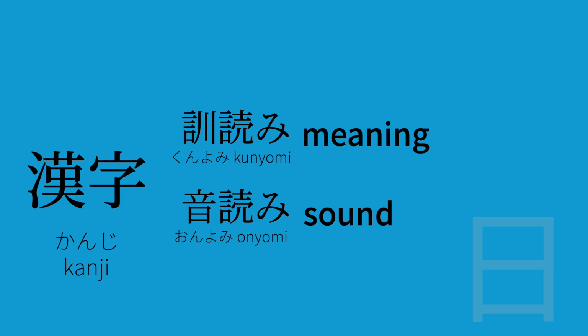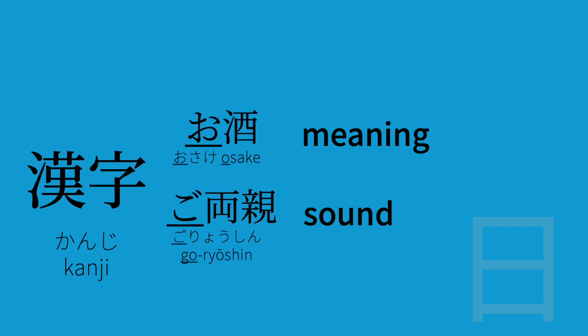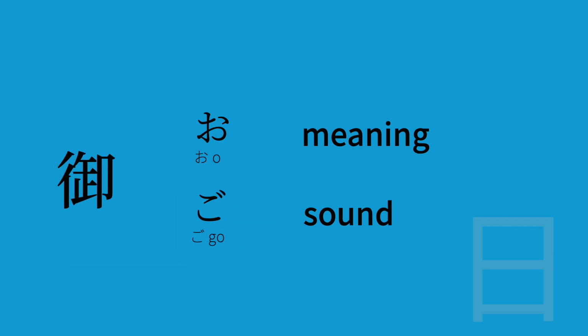These two types of readings can be observed when using the honorific prefix in Japanese. When you want to show respect to the person you are speaking to, you can add the prefix o or go before nouns. O is usually used before nouns that use the kunyomi or meaning reading, like in osake. Go is generally used before nouns that use the onyomi or sound reading, like in goryoshin. The same prefix has two pronunciations because it is actually a character that itself has two readings. It is read as o in the meaning reading and go in the sound reading.